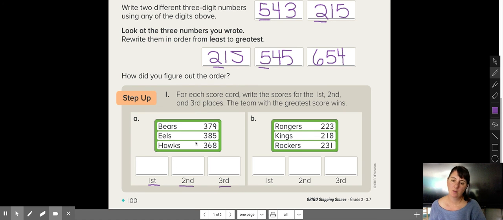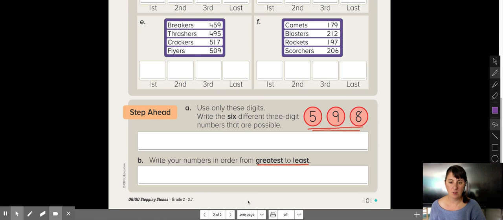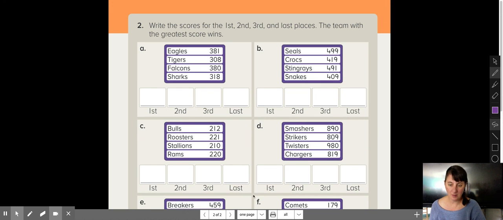Okay. So make sure you look at the hundreds place. If they're all the same, then you compare the tens place. If any of those are the same, then you go and you compare the ones. Okay. And on the second page, same thing, except you're going to get 4 teams to compare. So write the scores for the first, second, third, and last place. The team with the greatest score wins.